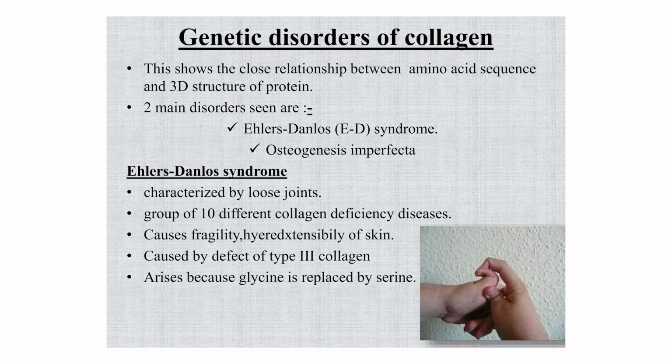Two main disorders are seen here. We can see the characters which are characterized by loose joints. A group of 10 different collagen deficiency diseases, in this disease causes fragility, hyperdensity of skin, hyperextensibility of the skin, caused by defect of type 3 collagen. It arises because glycine is replaced by serine. So, it is a genetic disorder, you can see, because glycine is replaced by serine.